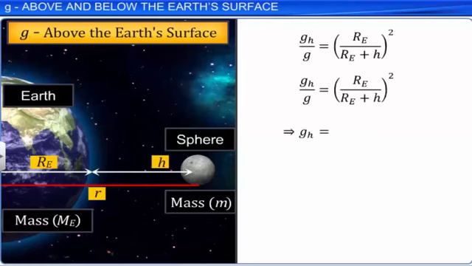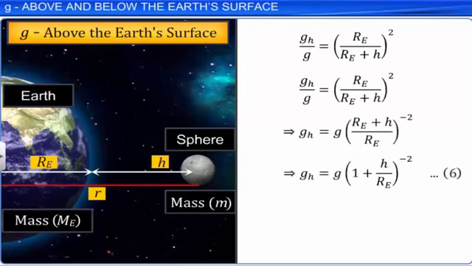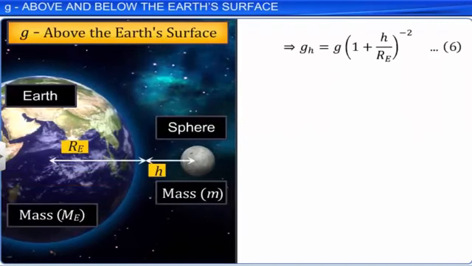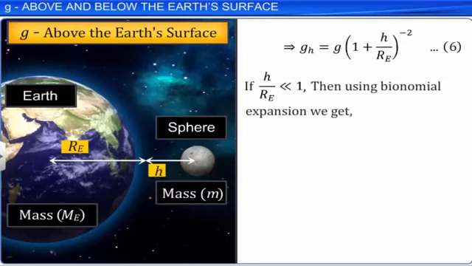If the height of the body is much less than the radius of the Earth, then the ratio of h to Re is much less than 1. Then, using the binomial expansion of the term in the parentheses, we arrive at the expression as equation 7: gh equal to g into (1 minus 2h by Re).